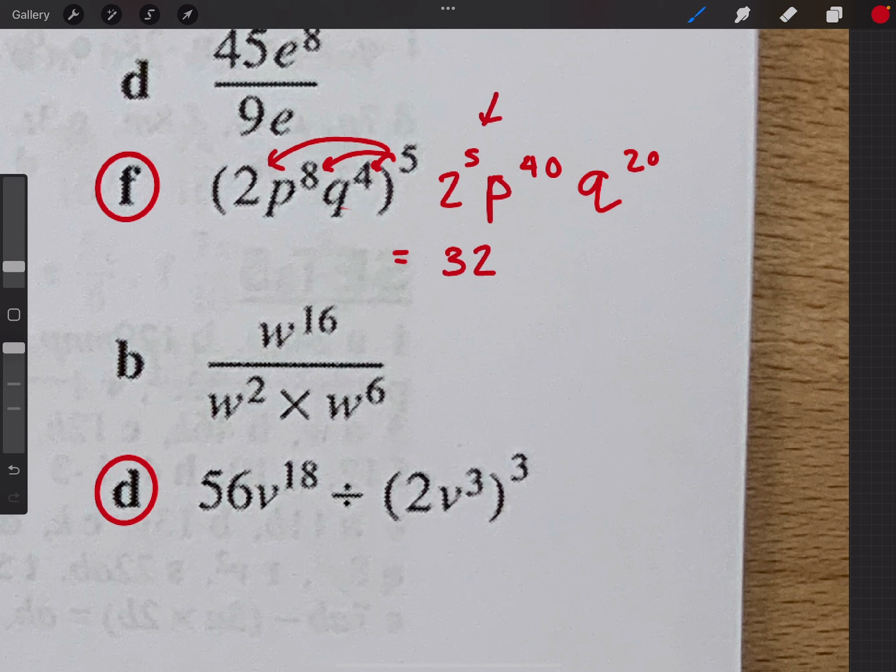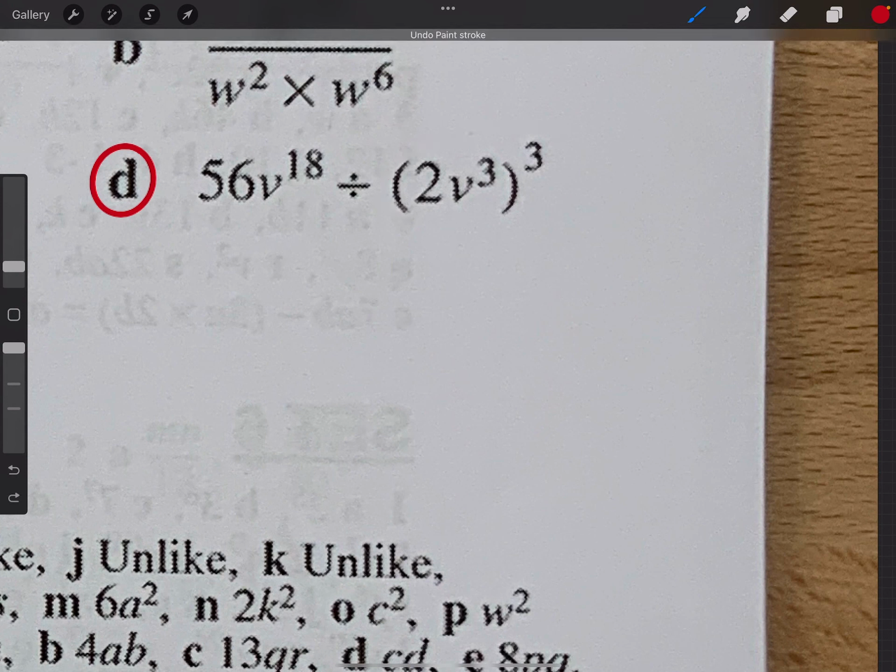Alright, next one, let's expand this one first, and then we can do division. So what does this become? So this will be 2 to the power of 3 and v to the power of 9. 2 to the power of 3 is 8, so that's equal to 8v to the 9, okay? Now that's just this part here. That's not the answer yet. So to get the answer, we do 56v to the 18. Let's put it into a fraction, divided by 8v to the 9.